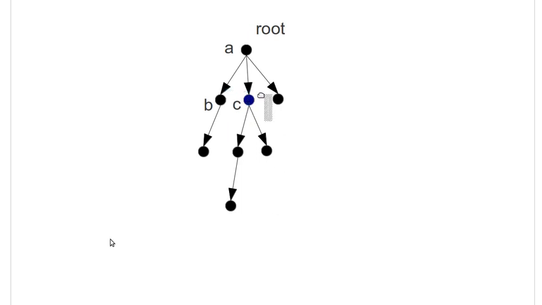D. E. F. G. Put G on the other side here. And H. Okay. So I have labeled these in the order that you would get from a breadth-first traversal. Breadth-first traversal would go A, B, C, D, E, F, G, H.